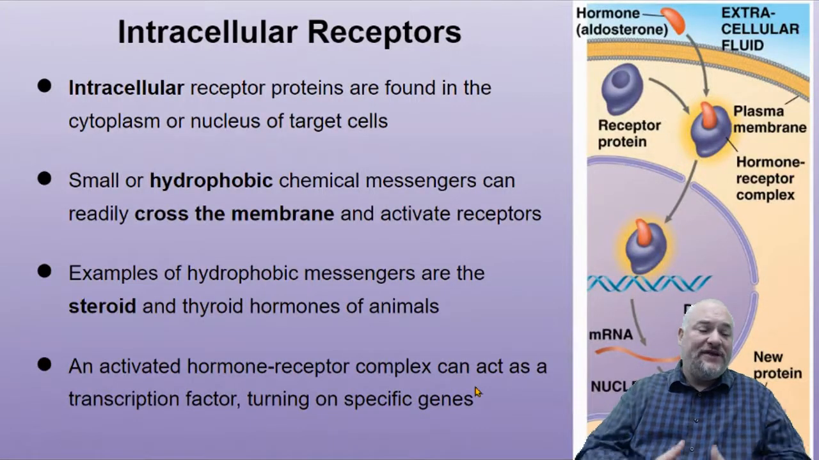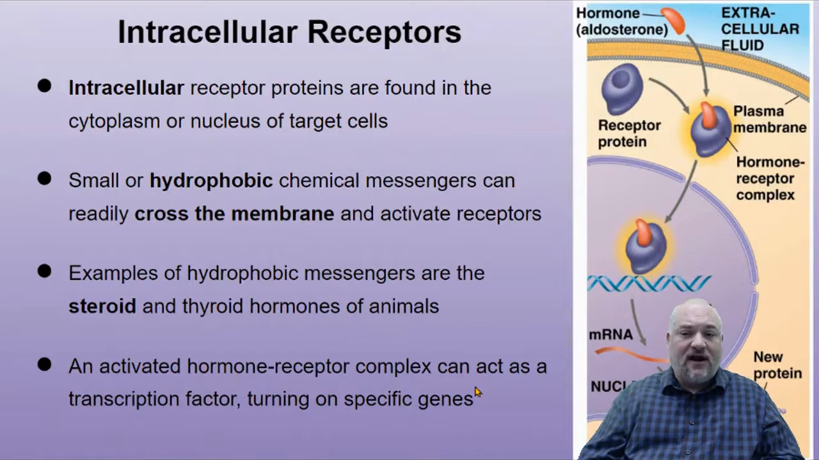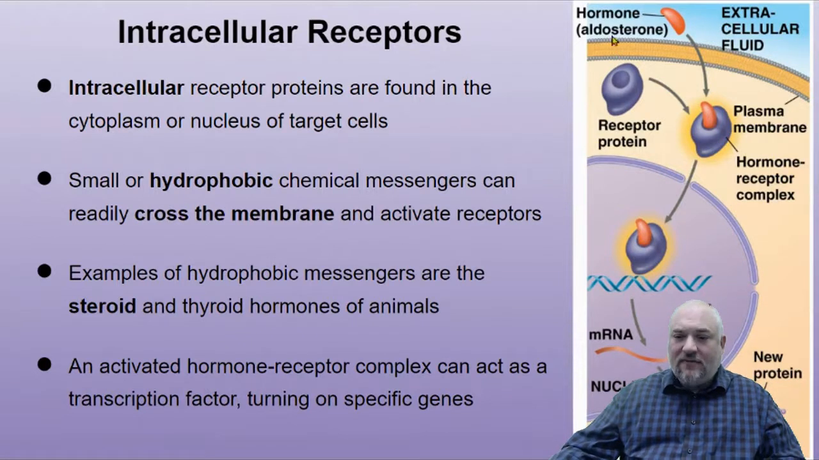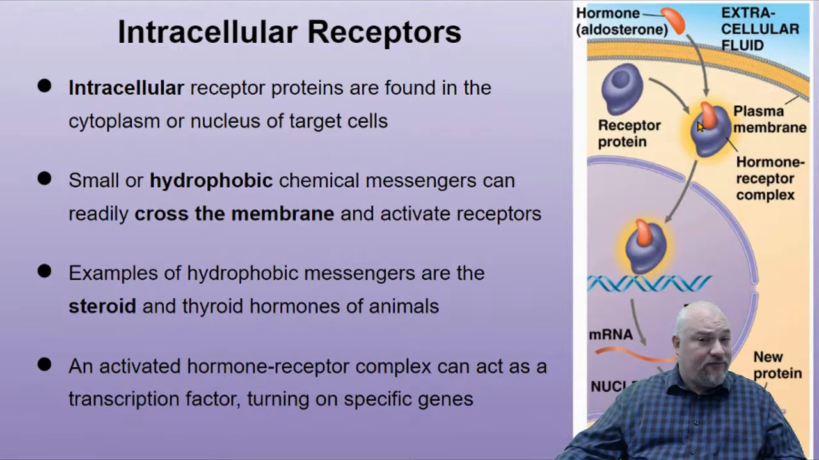There can be intracellular receptors, or receptors that aren't on the surface of the membrane. If that is the case, the molecule, the ligand, has to be able to cross the plasma membrane. So it needs to be small or hydrophobic to do that. And these examples would be steroids and thyroid hormones. Okay, they can cross the membrane.